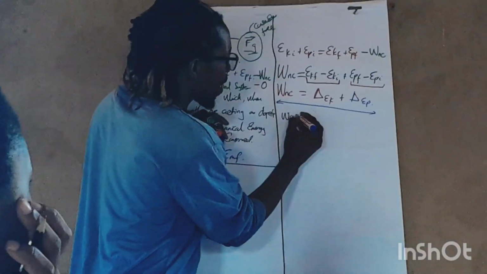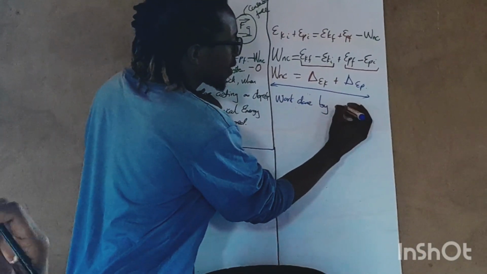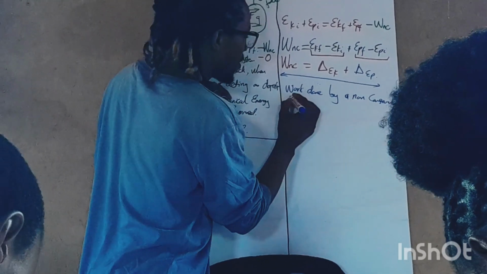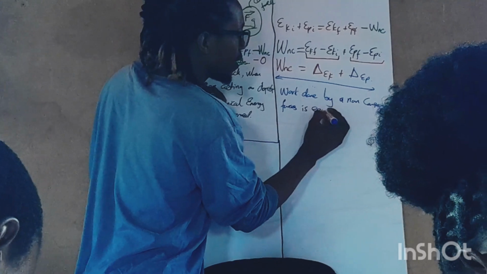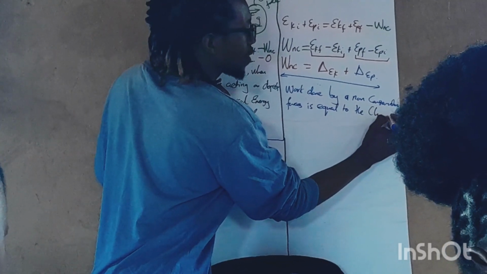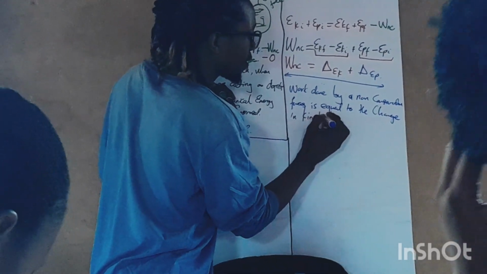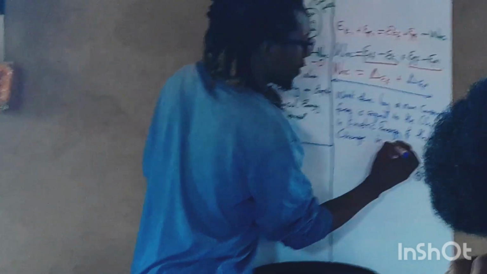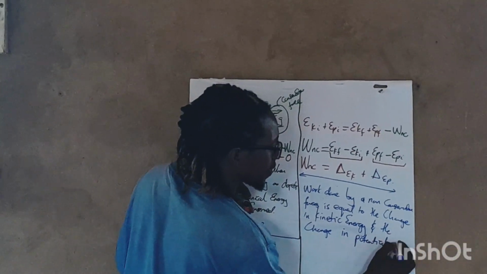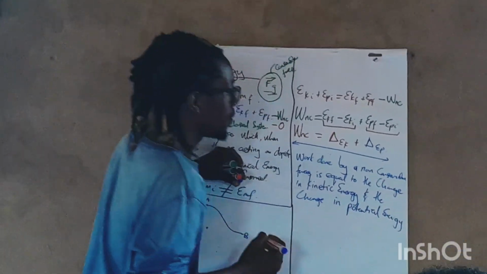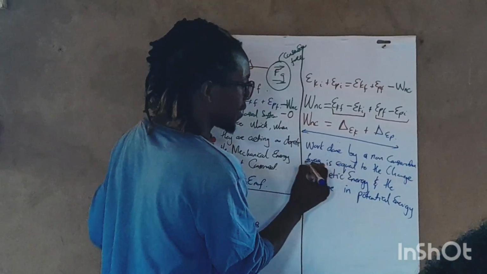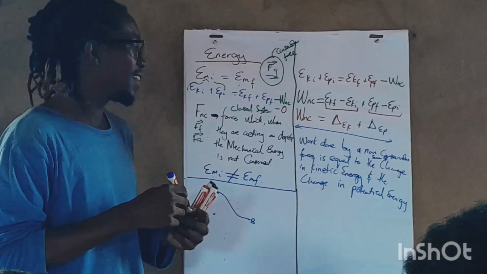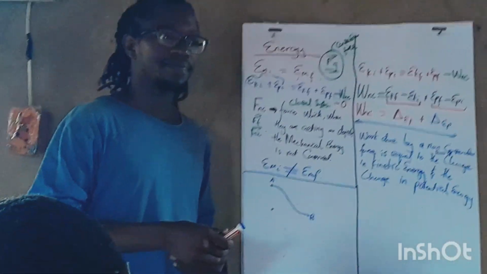Work done by non-conservative forces is equal to the change in kinetic energy and the change in potential energy. Or we can say it is equal to the sum of the change in kinetic energy and potential energy. Can you see that?